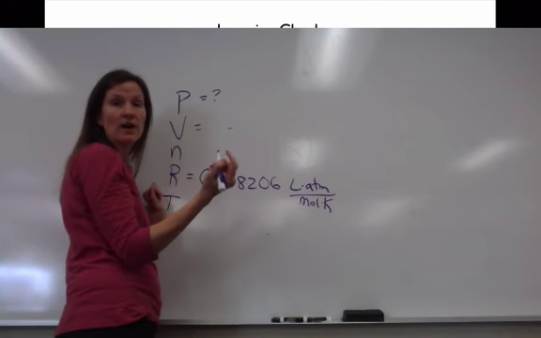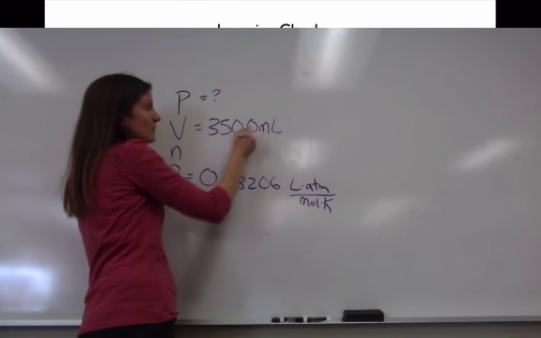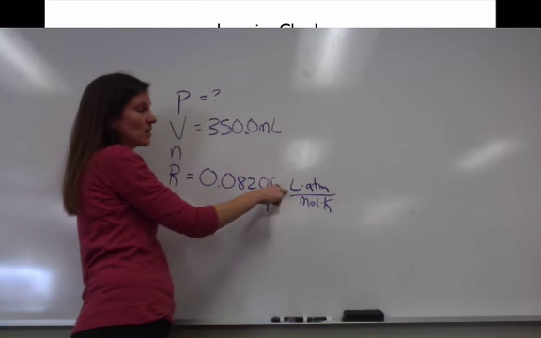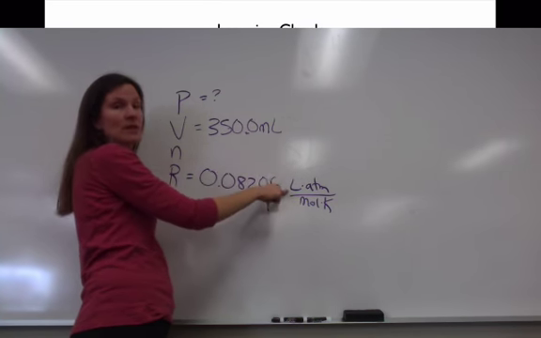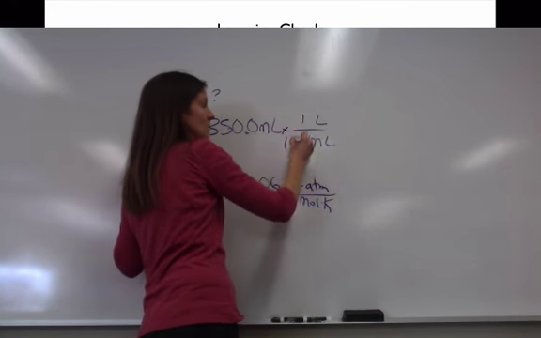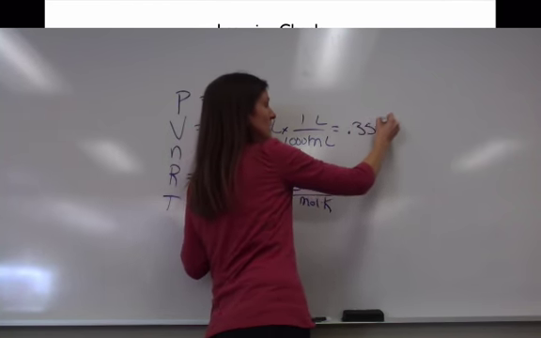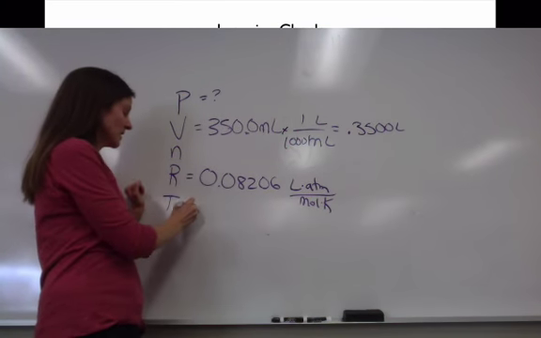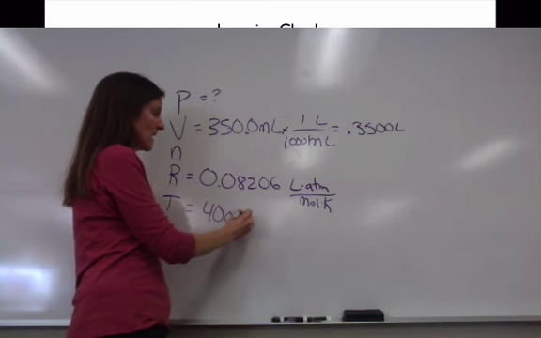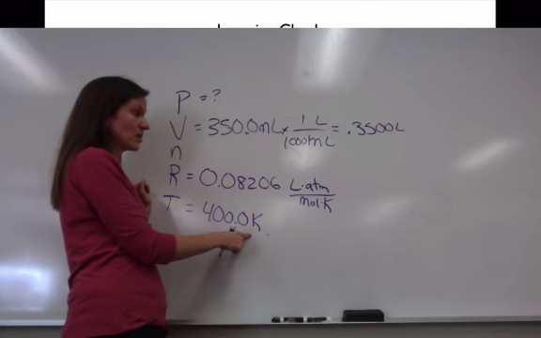So I give you a volume of 350.0 milliliters. But if I plug that into a calculation with this R, liters and milliliters will not cancel. This has to be liters so that it cancels with this liter. So I've got to get this into liters before I can stick it into my equation. Okay, so it's 0.3500 liters then. Temperature is given to me as 400 K, which is great because I have Kelvin as part of my unit. If this were in Celsius, I'd have to convert it.